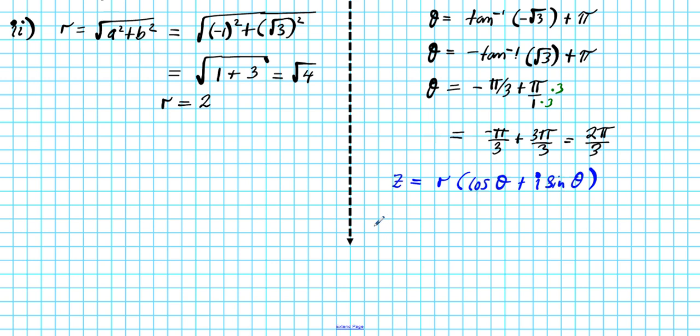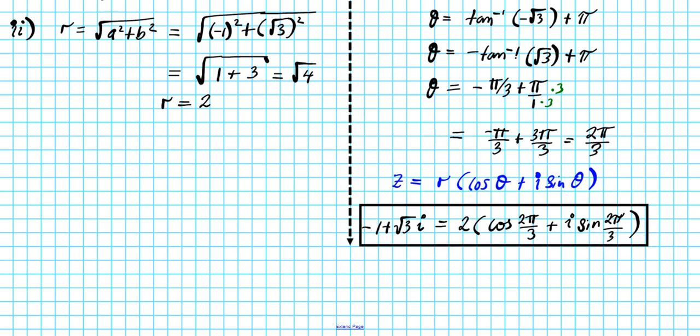So the complex number negative 1 plus the square root of 3i can be written as the radius, which is 2, we determined it here, times cosine theta, 2 pi over 3, plus i sine theta, which is also 2 pi over 3. Close your bracket. Now, this is the polar or trigonometric form of this complex number, negative 1 plus root 3i, which is in standard form. So there you have it.